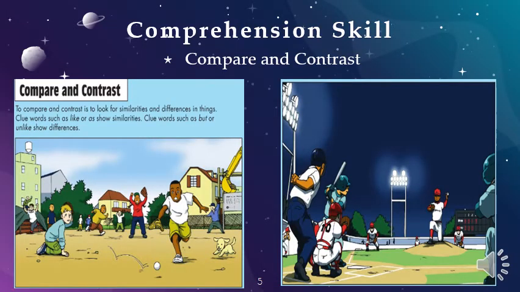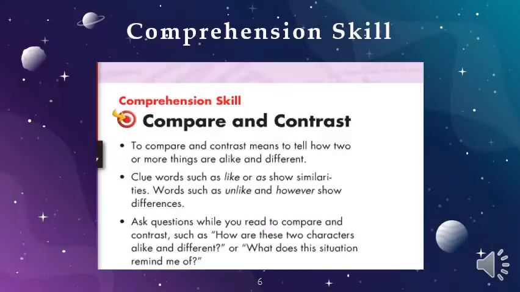The comprehension skill is to compare and contrast. Compare means to say how two things are alike, to talk about the similarities, and contrast means to say how two things are different. The clue words for contrasting are but and unlike, to show the differences. For similarities, or to compare, we use like or as. To compare and contrast means to tell how two or more things are alike and different.